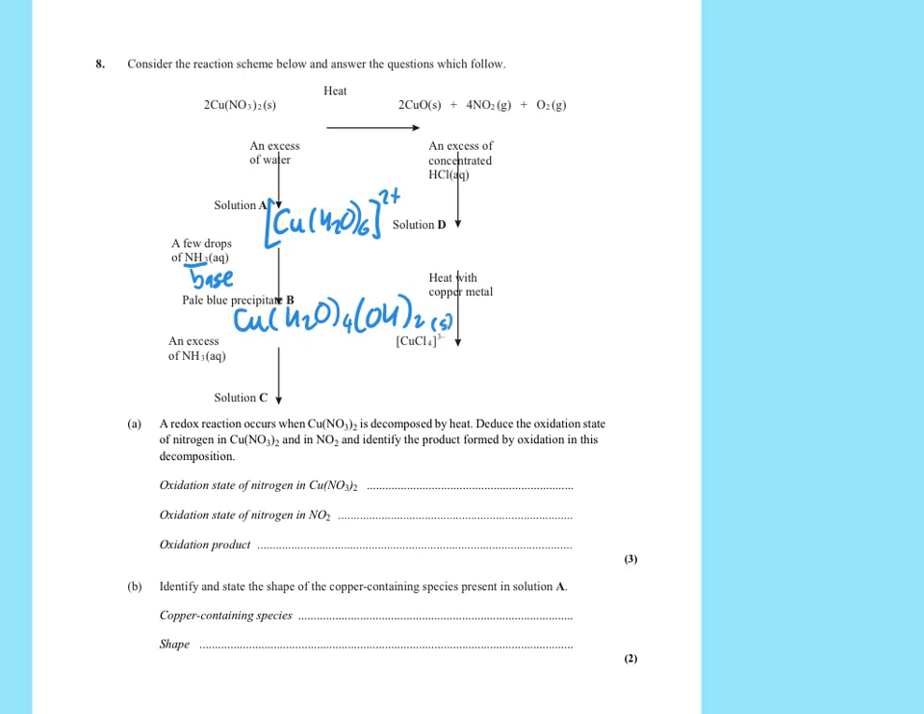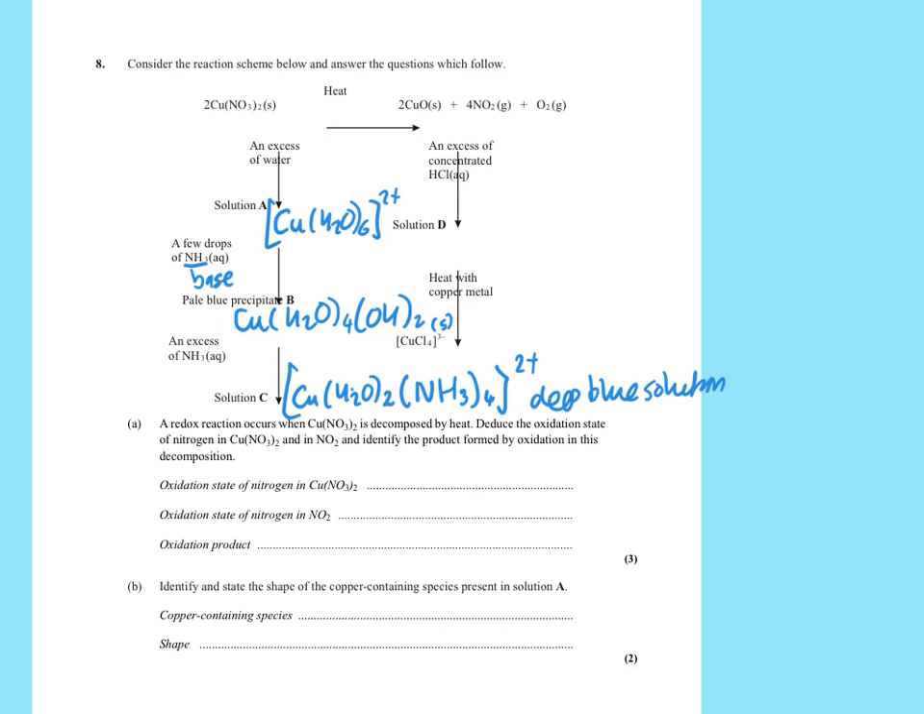When you add an excess of ammonia, then a ligand substitution takes place and we get a much darker complex, and the formula of that is [Cu(H2O)2(NH3)4]2+. We can never remove all 6 of the waters. 4 of the waters are substituted with ammonia molecules, and the overall charge on that is 2+, and that's a deep blue solution.